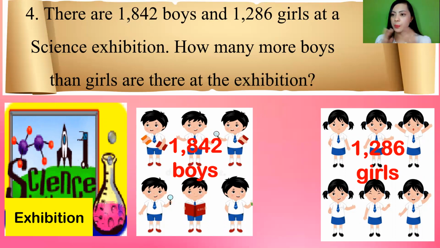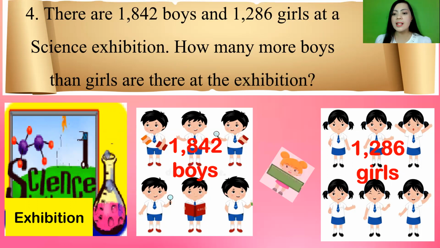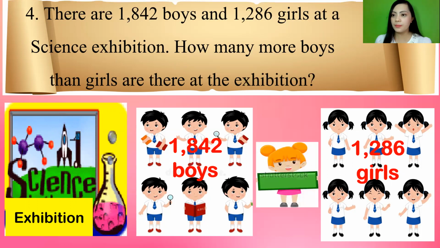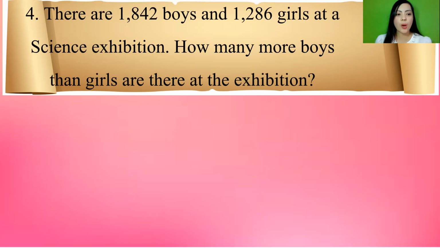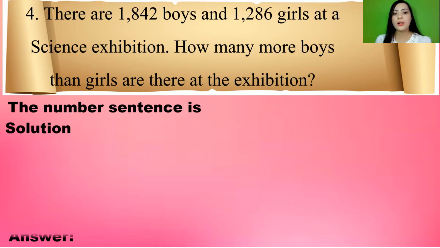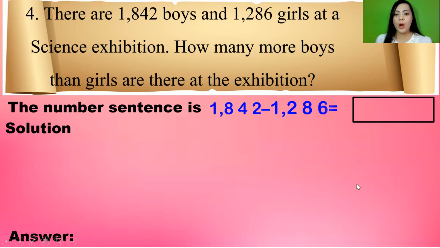So are we going to plus together? The question does not ask you the total number of boys and girls, but we are asked how many more boys than girls. So definitely it is subtraction, right? So now let's go on to the process of the word problem. The number sentence is 1,842 boys minus 1,286 girls equal to blank.